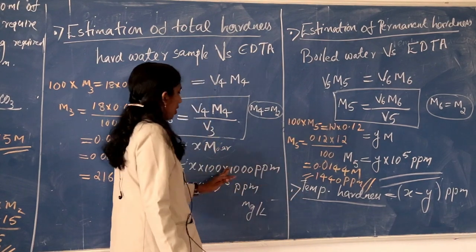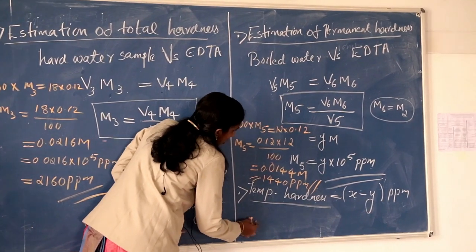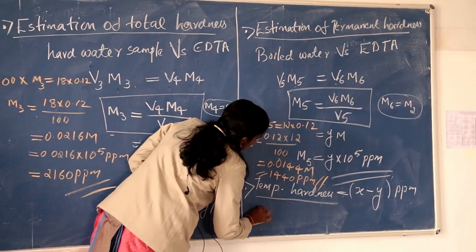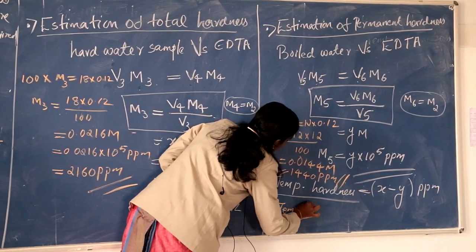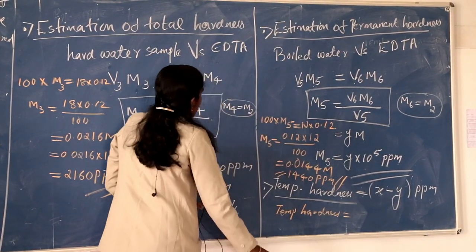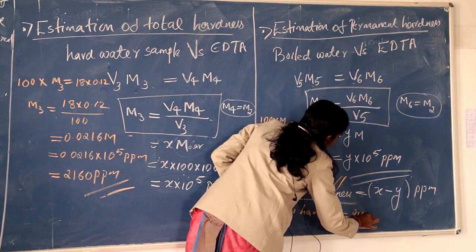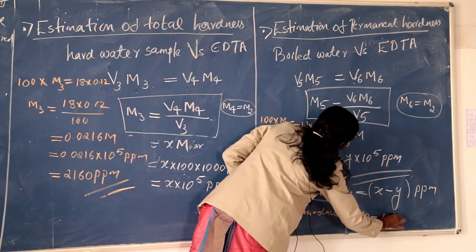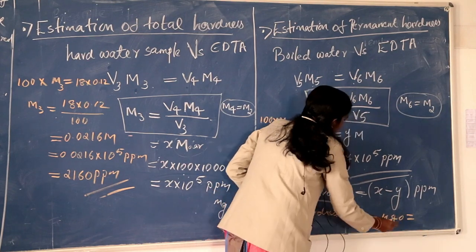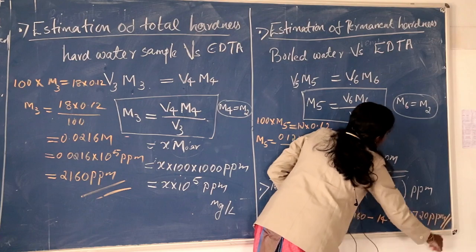Then the last step, temporary hardness. It is total hardness minus permanent hardness. That is, temporary hardness is equal to total minus permanent, that is 2160 minus 1440 is equal to 720 ppm.